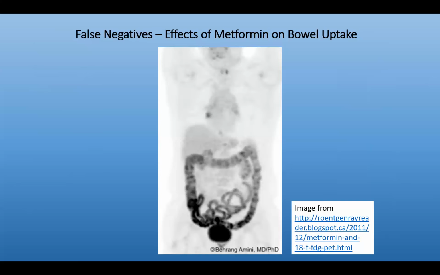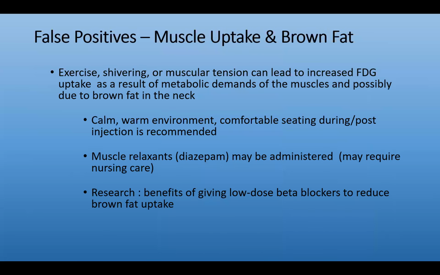Okay, so those are the common reasons for false negatives. What about false positives? So when a patient either exercises, or if they're shivering, or if they have a lot of muscular tension, this can lead to increased FDG uptake as a result of metabolic demands on the muscles, and possibly due to the presence of brown fat in the neck.